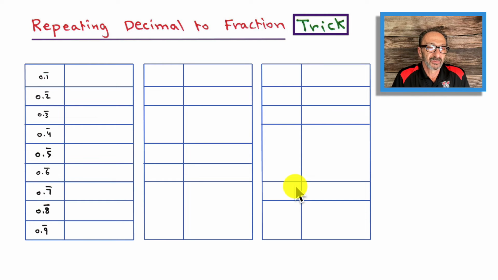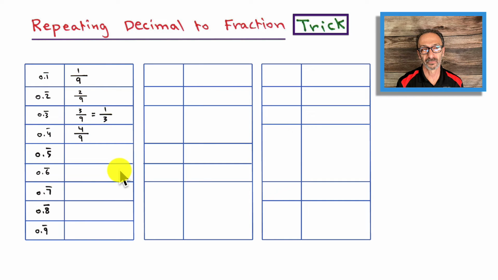Everything in math is about patterns. Repeating decimal to fraction trick, which I call shortcuts or looking for patterns. After you see the 0.5 repeating, which is my first example, you notice that it was 5/9. If you do another example like 0.1 repeating, you'll get 1/9. So there is a pattern. 2/9, 3/9, which reduces to 1/3, 4/9. See, I'm not even reading this, I'm trying to save you some time.